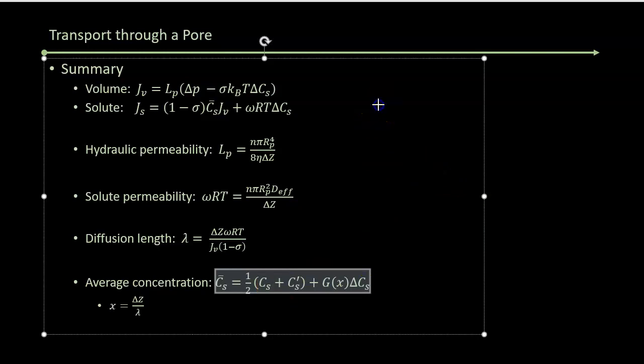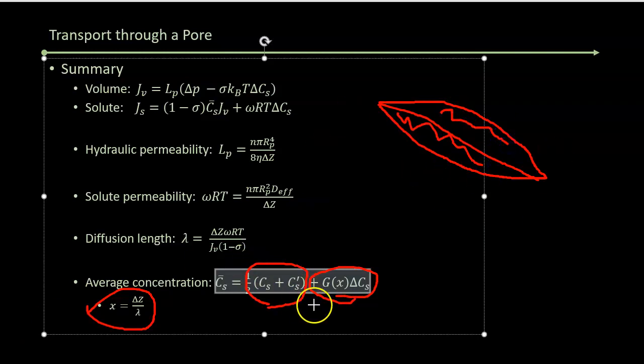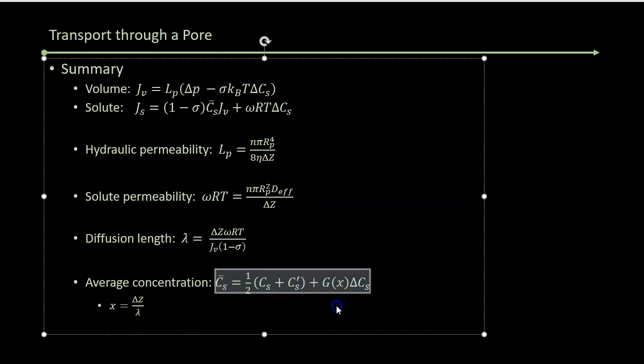This assumes that if you start off at CS and you go in a straight line to CS prime, that's what this piece right here does. This is a correction factor for the fact that depending on your characteristic length, it may look more like this, or it may look more like that, right? And so it's just a correction factor to take into account that this may, oh, look at that, this may not be exactly a straight line. And that's it for this chapter.